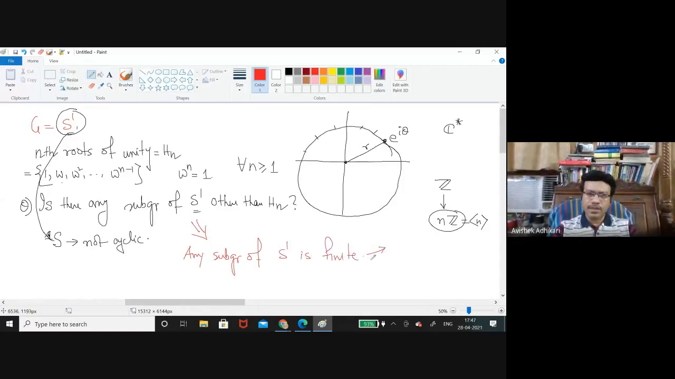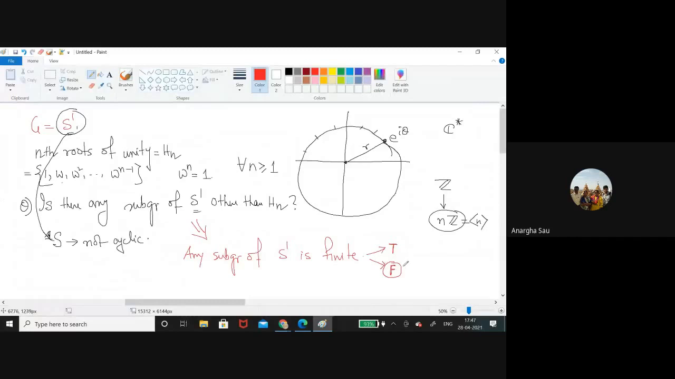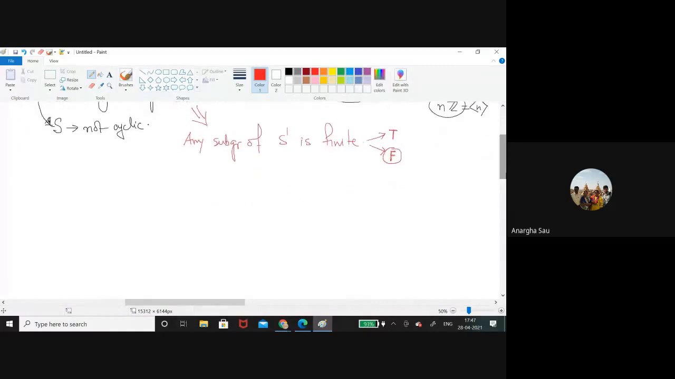Now the question is, is it true or false? What do you think? Sir, it is false. Why? Actually, if I take e to the power i x, and if x is irrational, then this is not cyclic, and this is an infinite group.